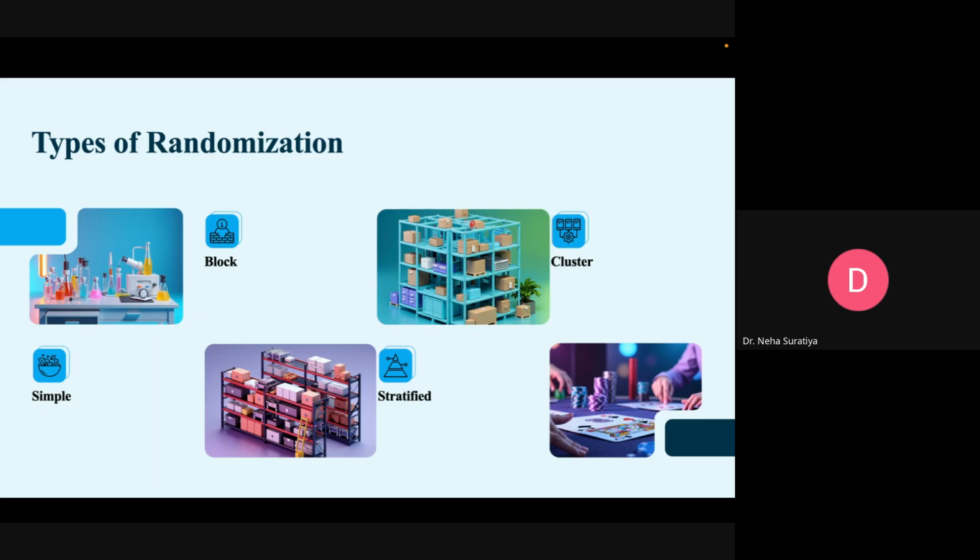So the very first we have is simple randomization. Left side, down side, you can see simple randomization. The simplest method, as the name suggests, for example, a coin toss, or a random number table, or some computer generated allocation. Each participant has an equal probability of entering any group. So patient 1 receives the drug, patient 2 will receive placebo, patient 3 will receive drug, patient 4 will again receive the drug, patient 5 will receive the placebo, right? So assignment occurs completely by chance.